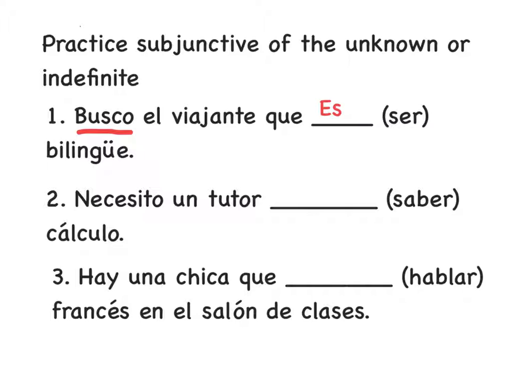We're looking for the traveling salesman. And what tells me that I'm looking for a salesman that I know? The definite article el. Okay, the definite article el. So, busco el viajante que es bilingüe. Let's go to number 2.